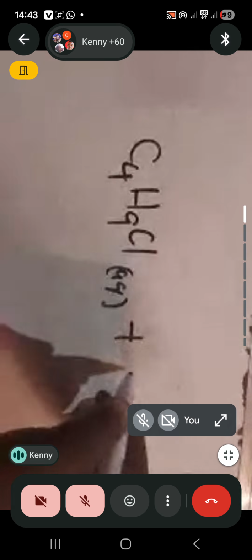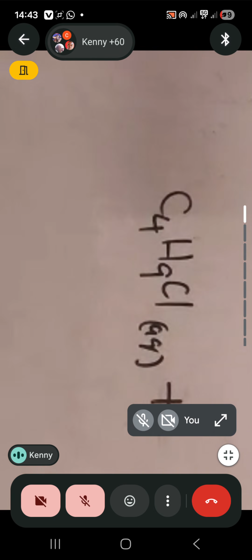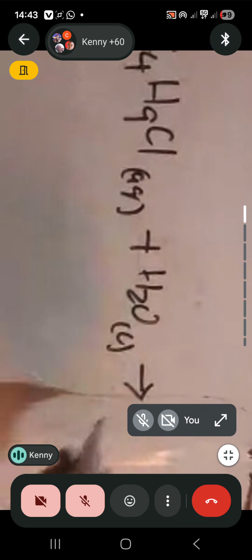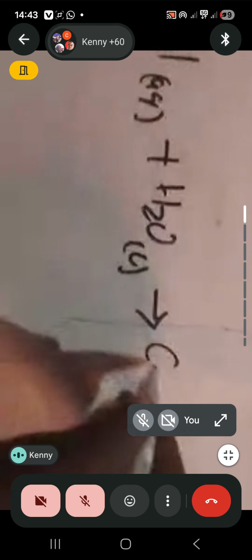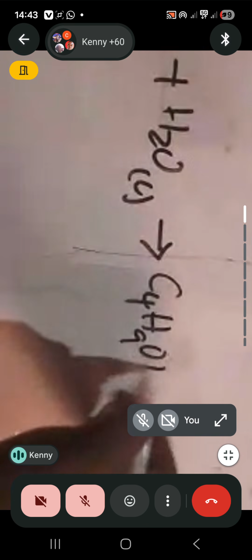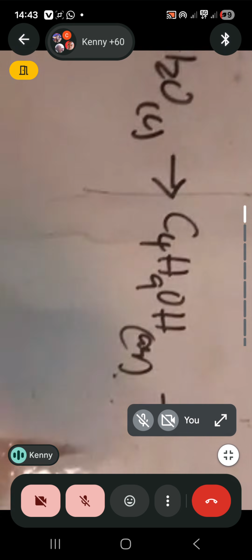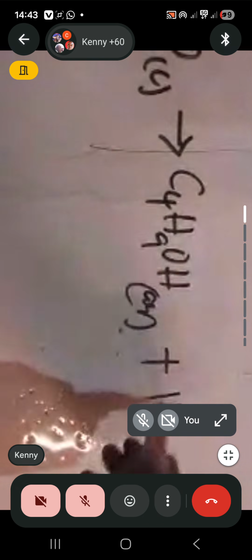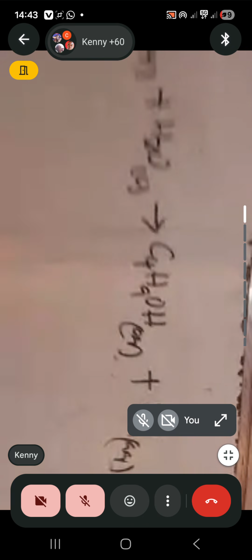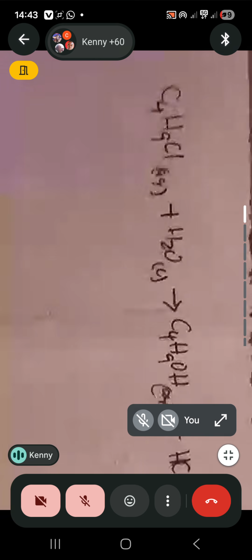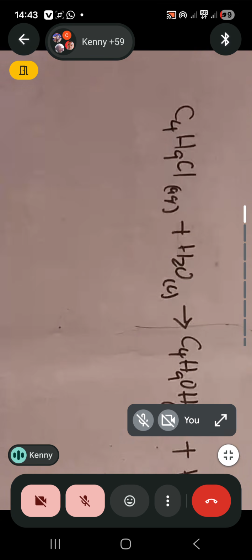Okay. So suppose we have the equation C4H9Cl, in aqueous solution, plus water, then forms C4H9OH plus HCl. Okay. So this is the equation. So we can now relate.